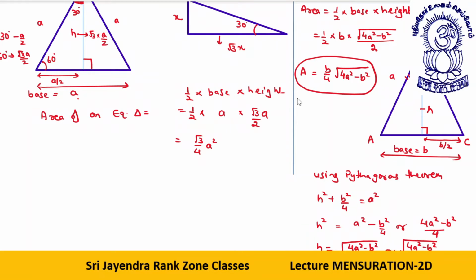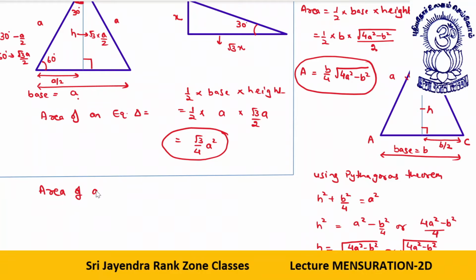This is the area for an isosceles triangle. This is the area for an equilateral triangle. I'm sure all this is clear to everyone. Okay. Now, one more thing, dear students, that is being asked many a times in many exams: area of a 3, 4, 5 triangle.